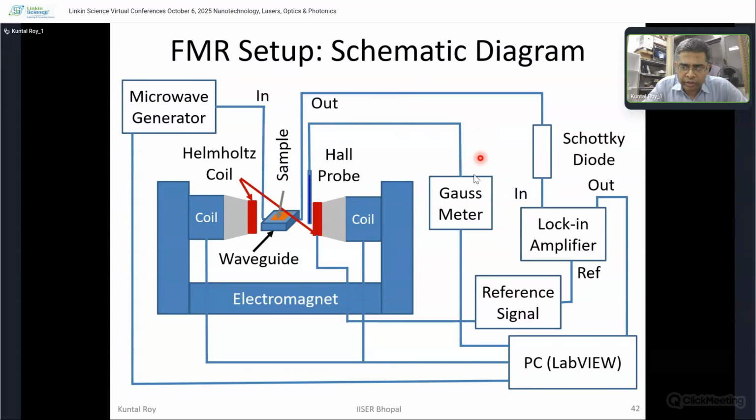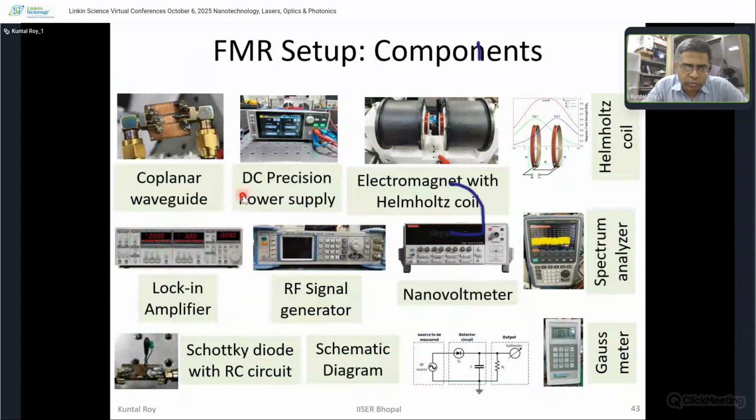And there is a Hall probe and Gauss meter for magnetic field measurements, and all these things are connected with a PC with LabVIEW set up to control and automate the process. So here are all the instruments that we have used.